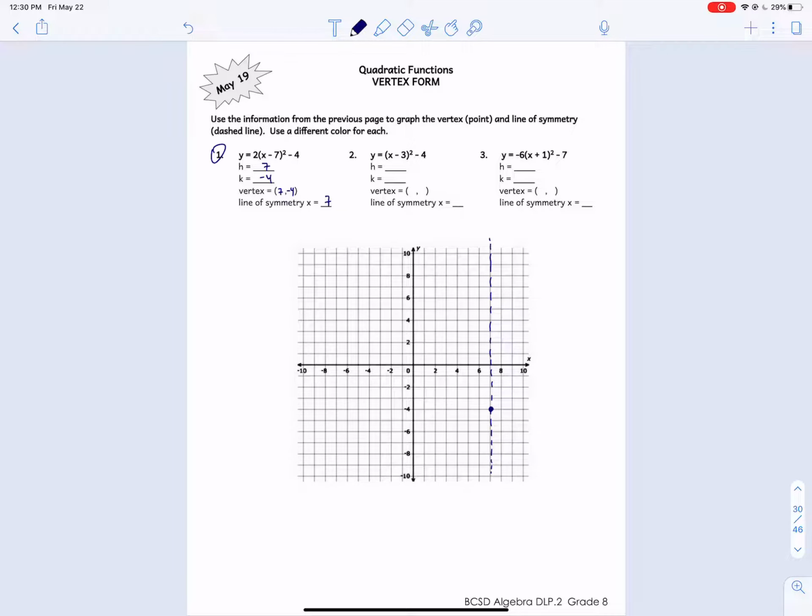And what else does it say? Use information to graph the vertex and line of symmetry, and that's it. We don't even have to graph the whole parabola. Okay, so let's label that 7, comma, -4. Okay, I'm going to use a different color. I'm going to use red for the other one that we did, and that was -1, comma, -7.